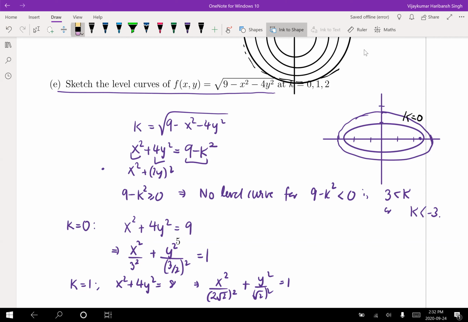Okay. So this corresponds to k equals to 1. And similarly, if you take k equals to 2, you will get an even smaller one. Okay, so this is how the level curves work.